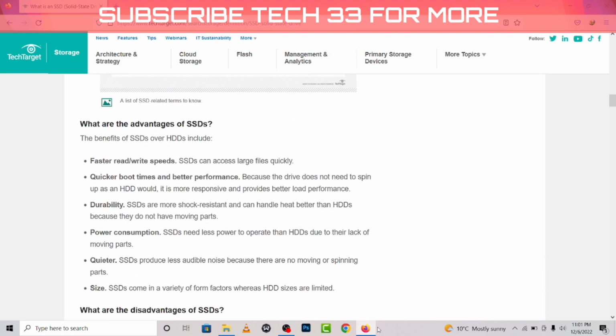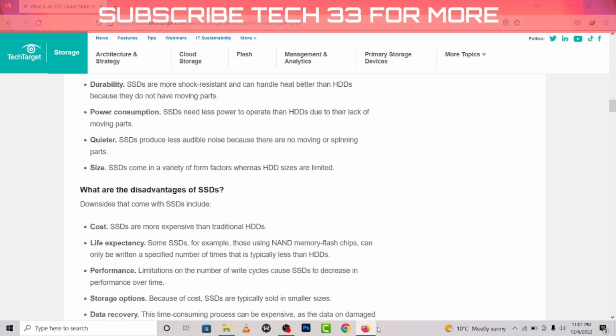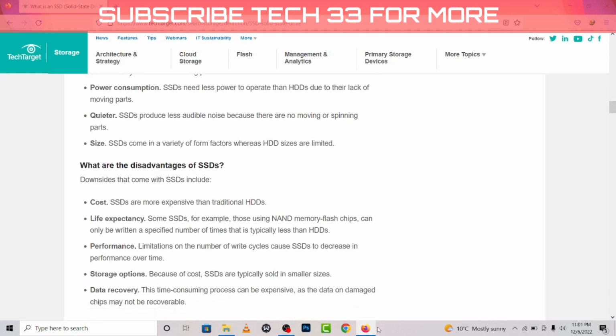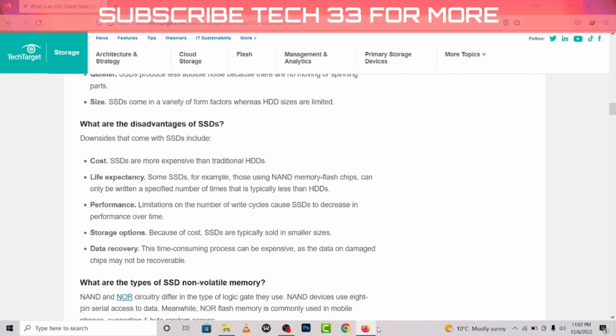What are the advantages of SSD? The benefits of SSD over HDD include faster read-write speed. SSDs can access large files quickly, with quicker boot times and better performance. Durability, power consumption, quieter, size. What are the disadvantages? Cost. SSDs are more expensive than traditional hard disks. Life expectancy, performance, storage options. Because of cost, SSDs are typically sold in smaller sizes.